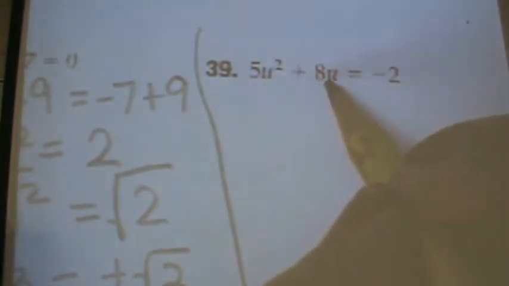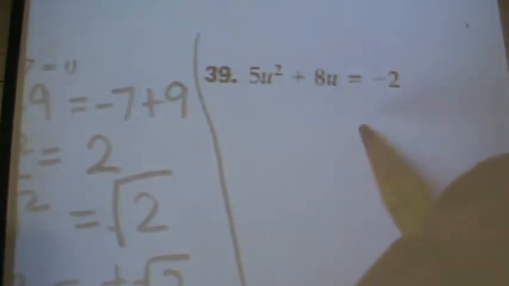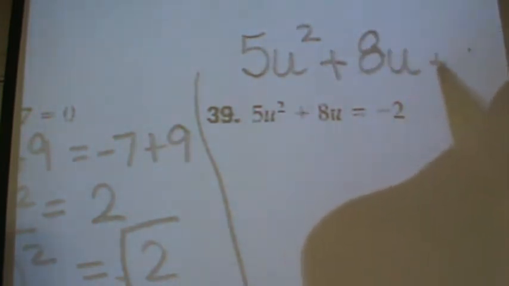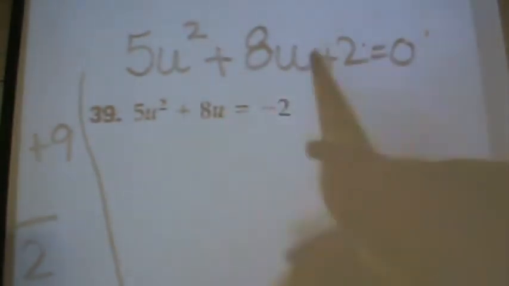5. You'd have 8/5, and then take half of that and square it. It's a mess. So this one, I would turn it into standard form first. And now I would use the quadratic formula. This is not a good problem for completing the square.